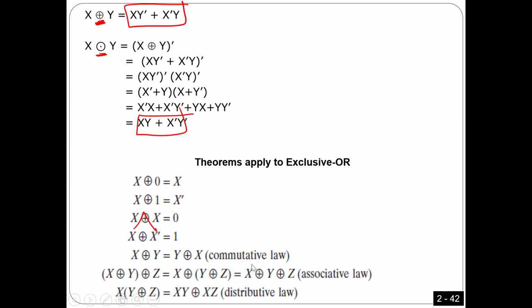Also, I can use commutative. So x exclusive OR y is the same as y exclusive OR x. Also, I can use associative law. So if you have here, I want to do exclusive OR to three variables. If I take these two first, and then I do exclusive OR for this one, it's the same thing as if I do this part first, okay. Also, we have here distribution, okay. So x and y is exclusive OR z, so I can do distribution. Okay.